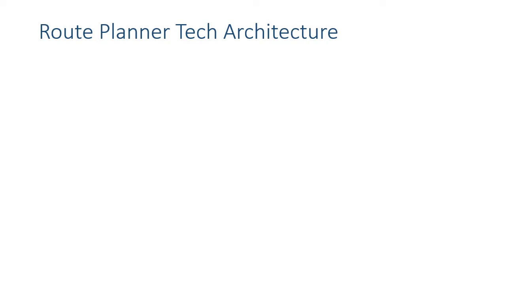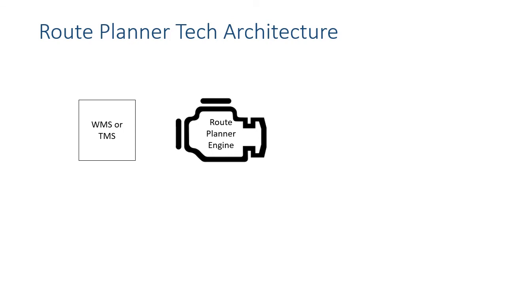If we look at the technical architecture of the route planning, you will be connecting the route planning engine via API to a WMS or a TMS typically. These are the systems which give you the data of orders to be executed. The route planning engine in itself will run a set of algorithms which are specifically designed for the transportation industry, especially in the emerging markets.